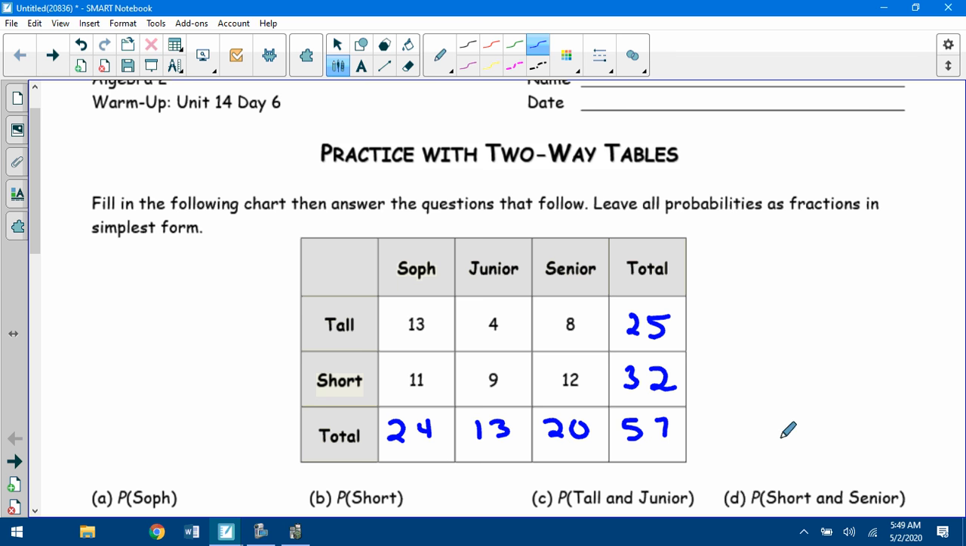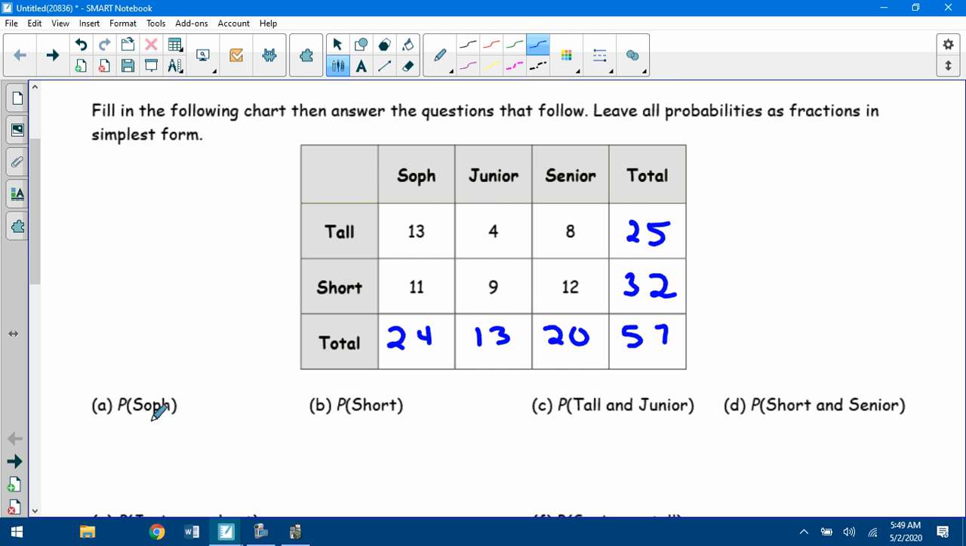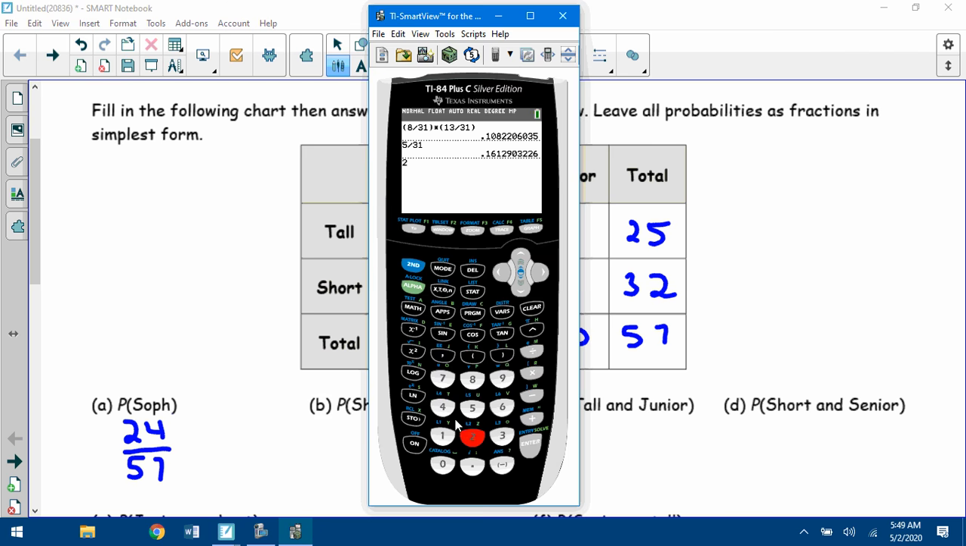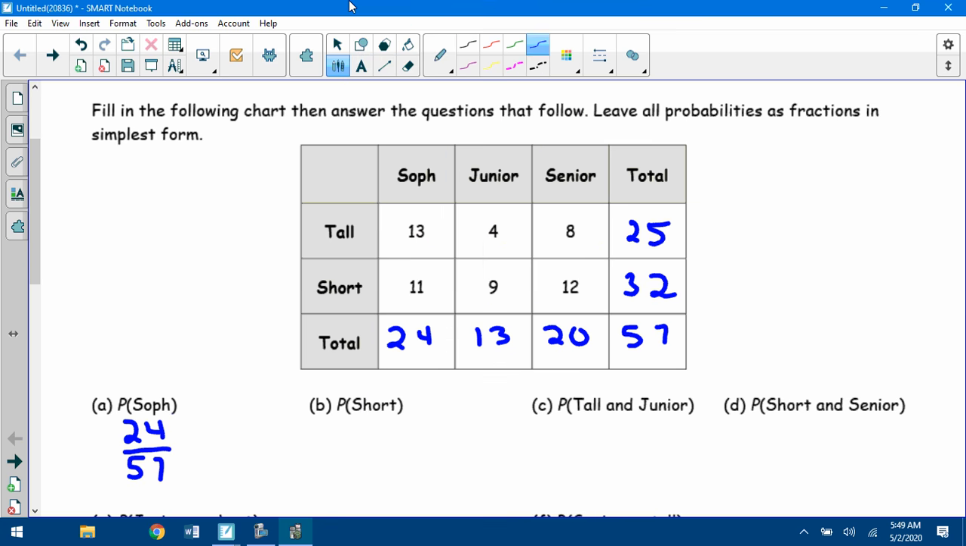Yep, all good. So probability of sophomore. Remember, when you see probability of, don't just say 24. It's 24 out of 57. And it wants it as a fraction in simplest form. So I would guess that a 3 goes into both of these. I'm pretty sure 57 divided by 3 is a nice number. That's 8 out of 19.